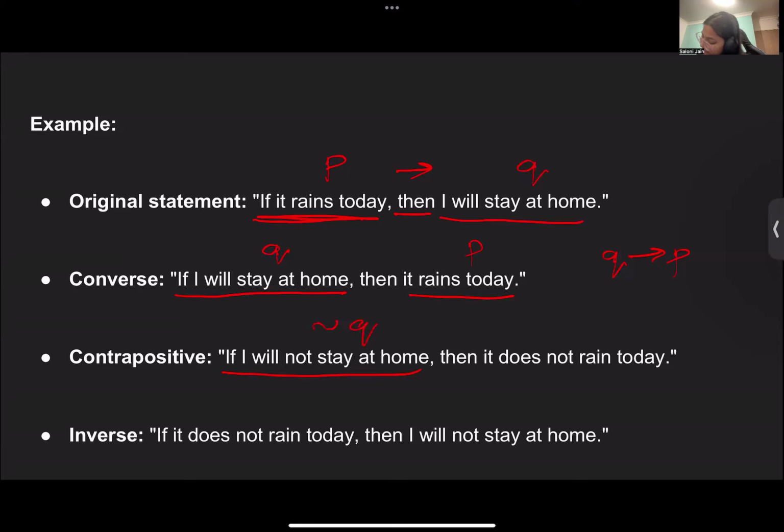And if I do not stay at home, which is not Q, and this is not P, this is not Q implies not P, which is contrapositive. This thing is not Q, not P, sorry, and this is not Q. So this basically means not P implies not Q, which is inverse. Quite simple, right? When you deconstruct a statement into simpler statements, give them variable values and construct a conditional statement, it's quite simple.